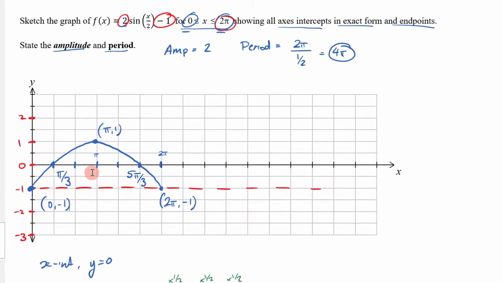Is there anything else I need to label here? I've got my axis intercepts labeled, and I've got my endpoints labeled. I'm all good. Technically, I don't need to label this maximum, but I've done it anyway, just to be safe. And that's it. It doesn't say that I need to label my intercepts with coordinates. So the fact that I've just called this pi on 3 and 5 pi on 3 is fine.